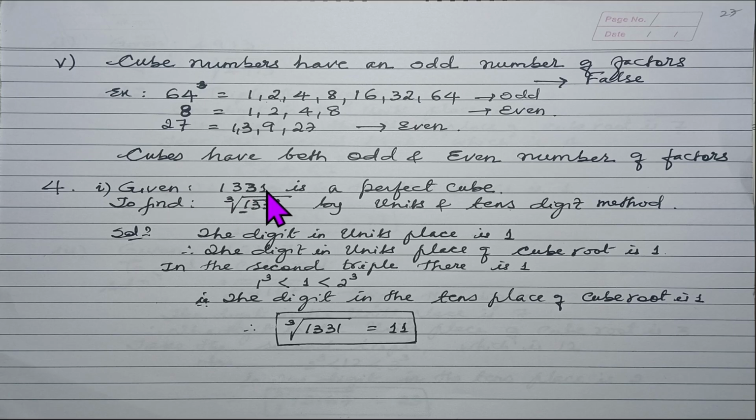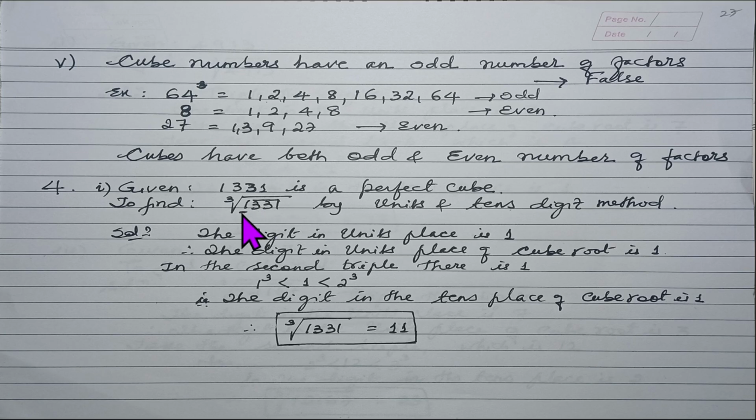Now given 1331 is a perfect cube, find the cube root of 1331 by the units and tens digit method. So let us understand this. First of all, group the digits in 3s. This is the first group of 3 digits, and the second group is 1 here. Even if it is 1 digit, it is still a group. Now when the digit in the units place is 1, the digit in the units place of the cube root will also be 1.